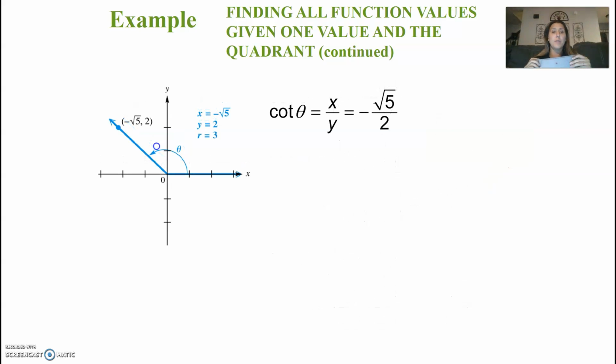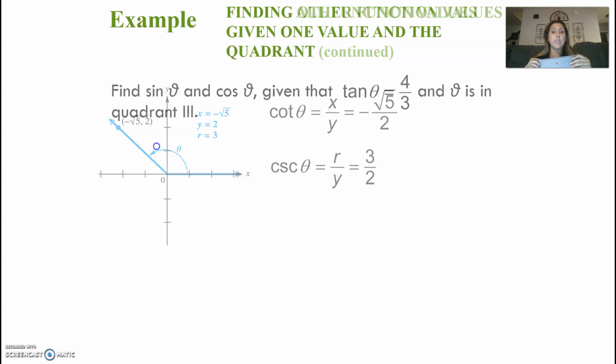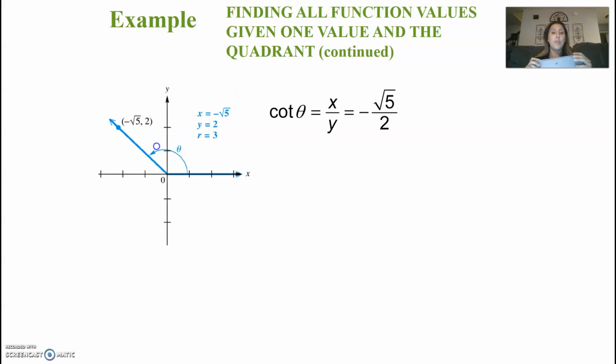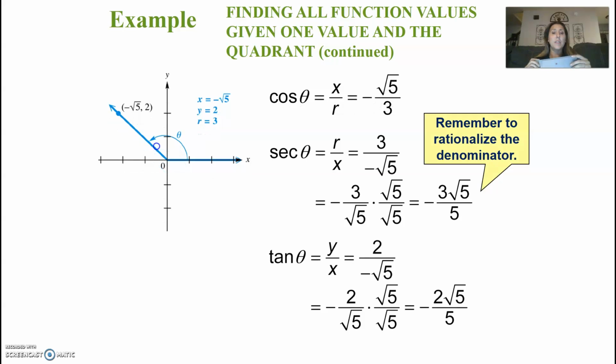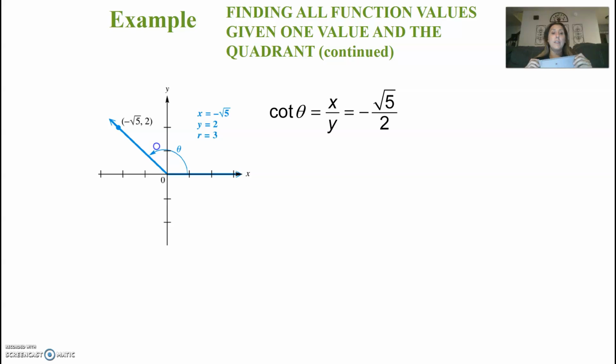Alright, and now we're going to do the reciprocal. So we've got cotangent, cosecant, and we'd already done secant back here. We had already figured out sine, that was what was given.